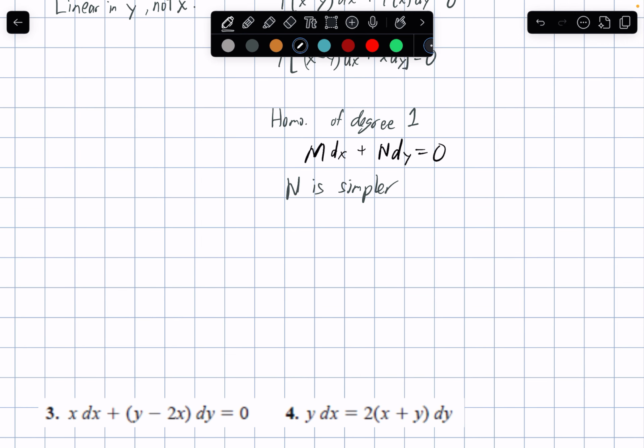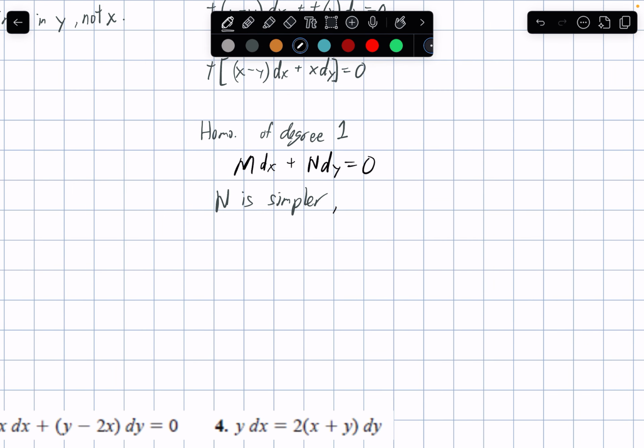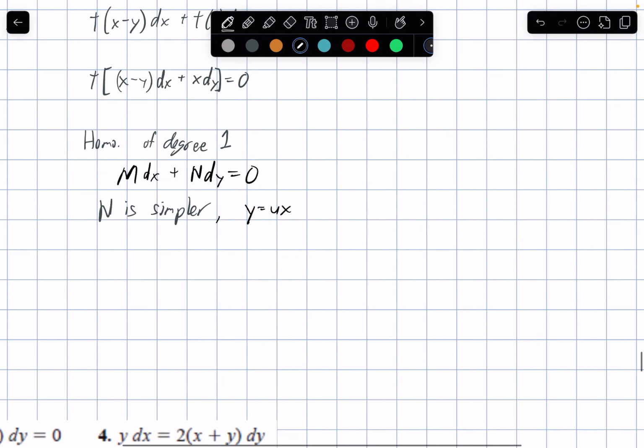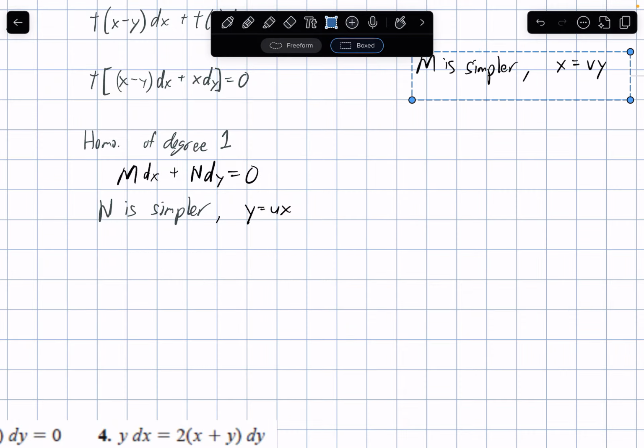So what do we do? By policy, if N is simpler, we are going to use y equal to ux. Okay, if ever it were the other way around, M is simpler, then we use x equal to vy. Okay, so we'll use that later. Right now it's just N, so we can also manipulate this equation such that we're solving for u. That's going to be useful later. It's actually essential.